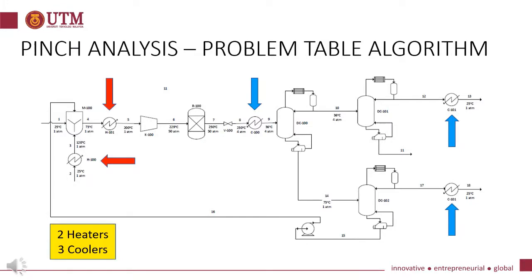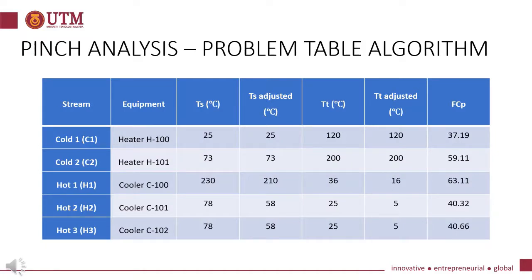So as you can see here is our process flow diagram for the ethanol production, and based on the figure, we have exactly 2 heaters and 3 coolers. So we are using the problem table algorithm, PTA, method to do the pinch analysis. All the temperature values required, Ts and Tt, are tabulated in this table. We set 20 degrees Celsius as delta T minimum, and all the hot stream temperature values are subtracted by 20 to get the Ts adjusted and Tt adjusted values. The FCP values are obtained from Aspen HYSYS.